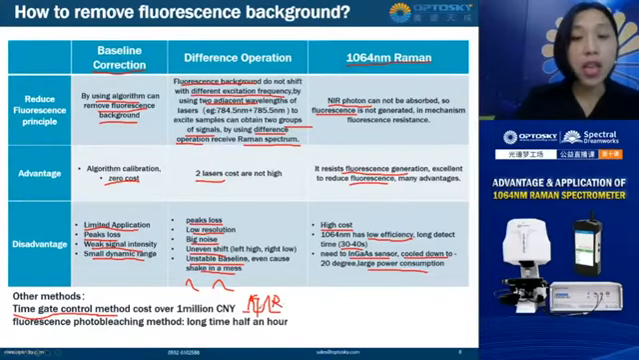However, because the time is so short, this time gate control costs at least over 1 million RMB, so it is very costly. And also we have photo bleaching to remove the fluorescence background, but it takes at least half an hour. Some people cannot stay such a long time.